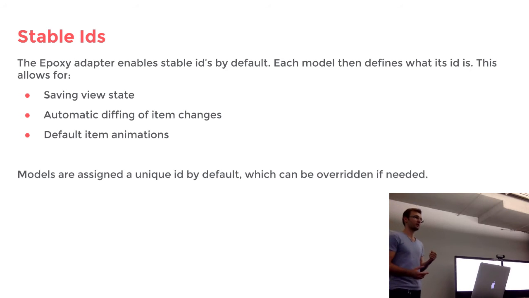So my carousel, the home's carousel might have an ID of 3, and I save the scroll position of that carousel to that ID. When I scroll away and come back, I can restore that scroll state to the model at position 3. Also helps with diffing. I'm going to talk a little bit about diffing later, but it's not possible without item IDs because you can't associate state without having these stable IDs. And like I said before, RecyclerView also gives us default item animations if it knows what the IDs are.